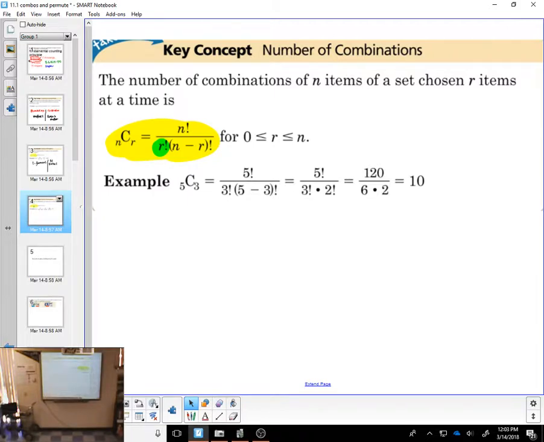Guys, these formulas are also in your companion. So this is for the kind of people where order doesn't matter. Right, here, order doesn't matter.